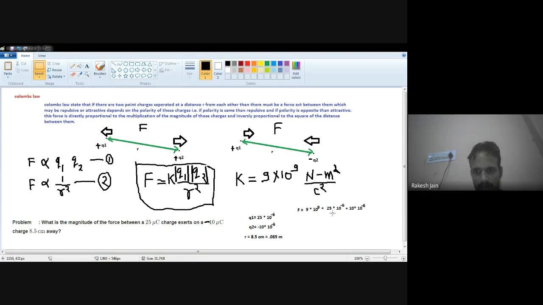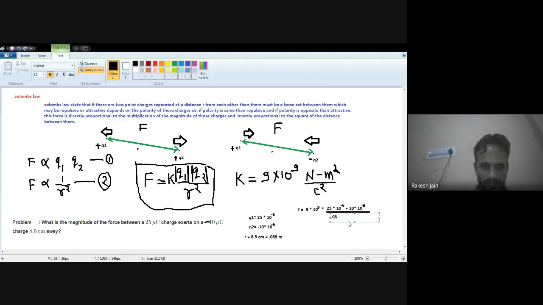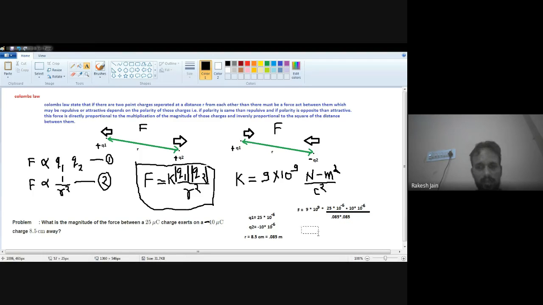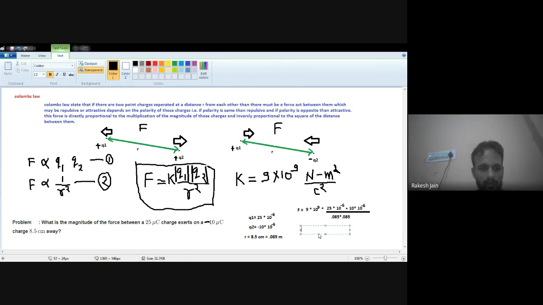So I just write down divided by R square. So R is what? 0.085. So I have to write down the square of that. So 0.085 multiply by 0.085. Okay. So I will find out the answer, and I just write out the answer directly.